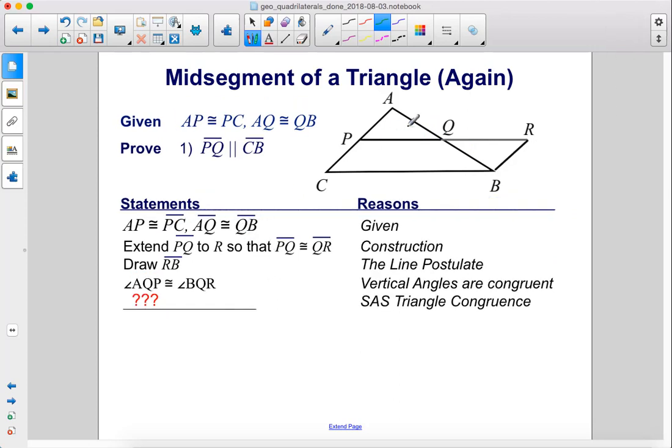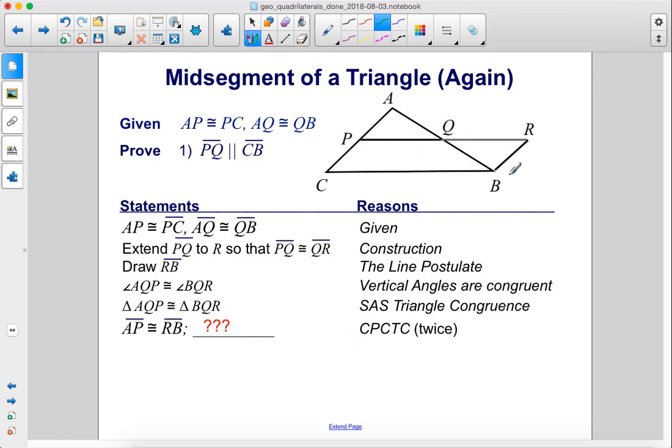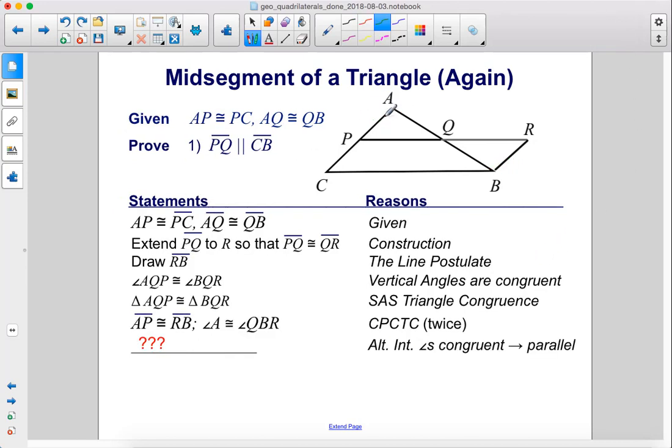Okay, so since AQ is congruent to QB, and these angles here are congruent because they're vertical angles, and PQ is congruent to QR, these two triangles are congruent because of side angle side triangle congruence. Alright, so because corresponding parts of congruent triangles are congruent, we know that AP is congruent to RB, and we also know that angle A is congruent to this angle here. Since angle A is congruent to angle QBR, that means that this line here is parallel to this line here, since these would be alternate interior angles.